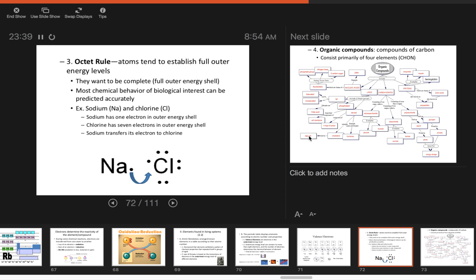And so sodium will give up that 1 valence electron to chlorine. Chlorine is filled. Sodium sheds that outer energy level, and so then it goes to the next level inside and it's filled. And they form a bond.